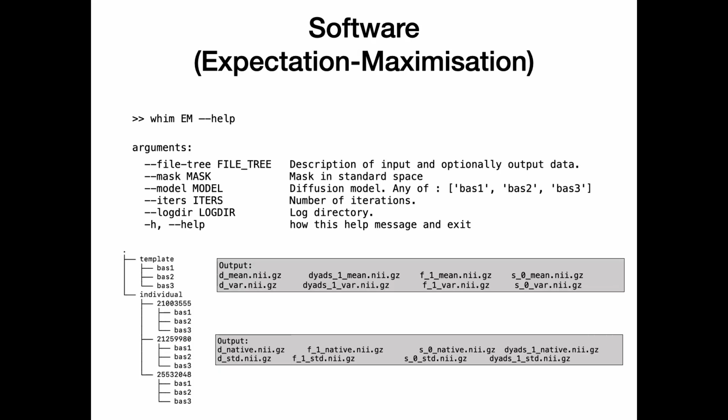The next subcommand is Whim-EM. This stage brings together the previous two steps and runs them iteratively, fitting both the subject-level parameters and group-level parameters. It uses an expectation maximization framework, hence the name. To keep the process organized and reproducible, Whim-EM uses the FSL file tree for more efficient file management, and it's integrated with FSL pipe to optimize the workflow and automate the processing across multiple subjects.